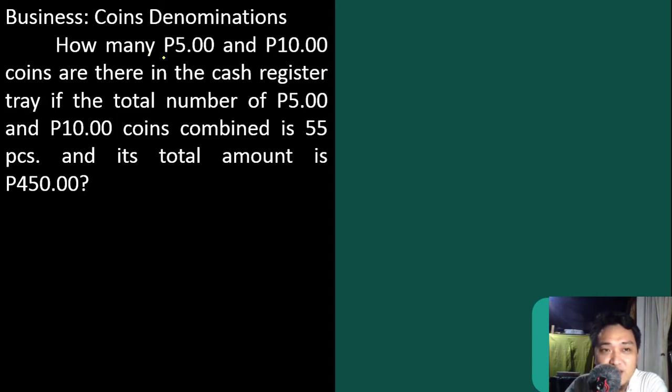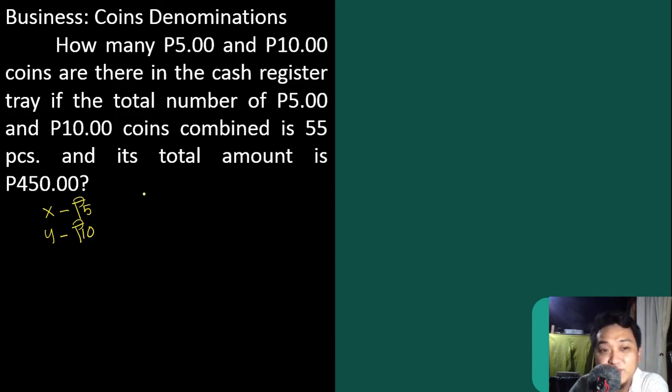Now, the problem is, how many 5 and 10 peso coins are there in a cash register tray if the total number of 5 and 10 peso coins combined is 55 pieces and its total amount is 450 pesos. So let us assume that x here pertains to the number of 5 peso coins, kung ilang tagli 5 piso yung meron tayo, at saka y here represents the number of 10 peso coins, kung ilang tagsa 10 piso yung meron tayo. Remember that yung question, ang hinahanap kung ilang tagli 5 at ilang tagsa 10 piso yung meron tayo.